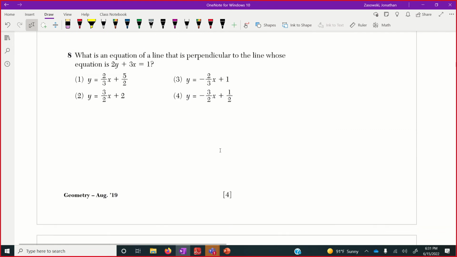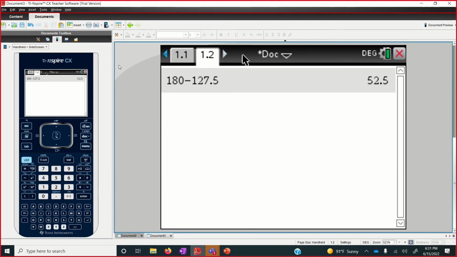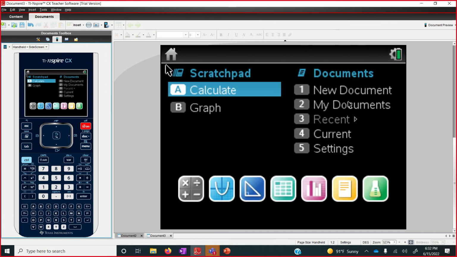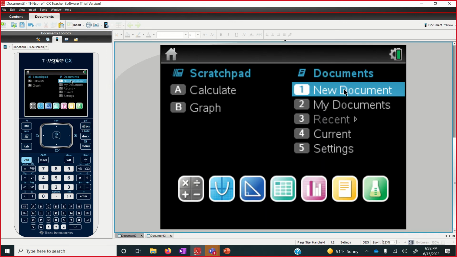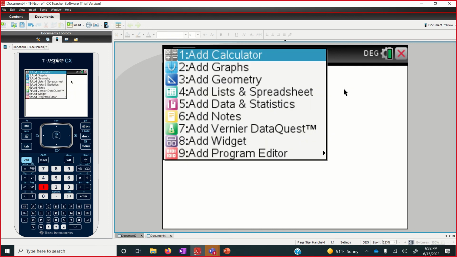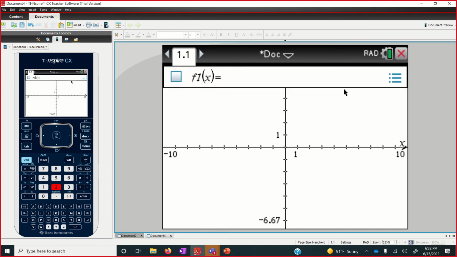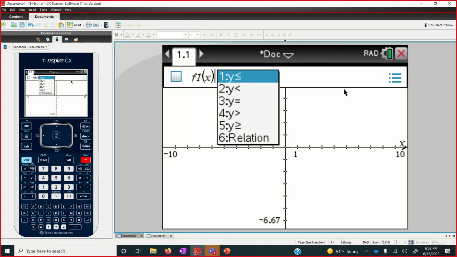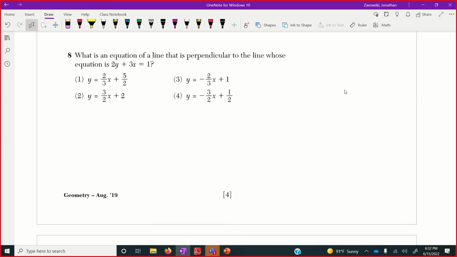What is the equation of a line that is perpendicular to the equation that's given? All right. Now, nice and easy. If you have a calculator, remember, you can open up a graphing page. So we'll go new document here. No, we don't want to save. We want to open up a graph. We're going to delete the equal sign, and we're going to choose relation. That lets us type in any equation we want.